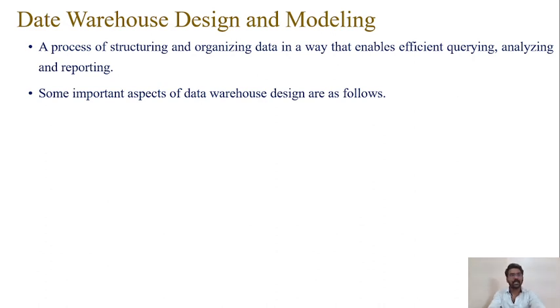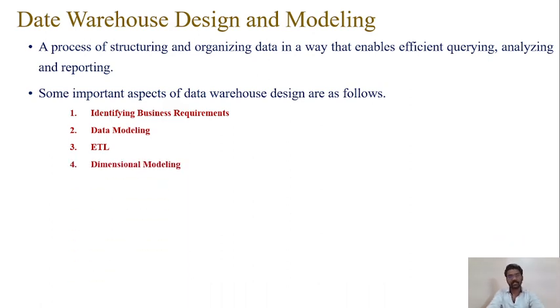Some important aspects of data warehouse design that are followed here: first, identifying the business requirements. Without identifying the requirements of a business, we can't do anything. Second, data modeling. The content we have or search should be modeled. Third, ETL, the same as extract, transform and load. Fourth is dimensional modeling. Fifth is physical design.